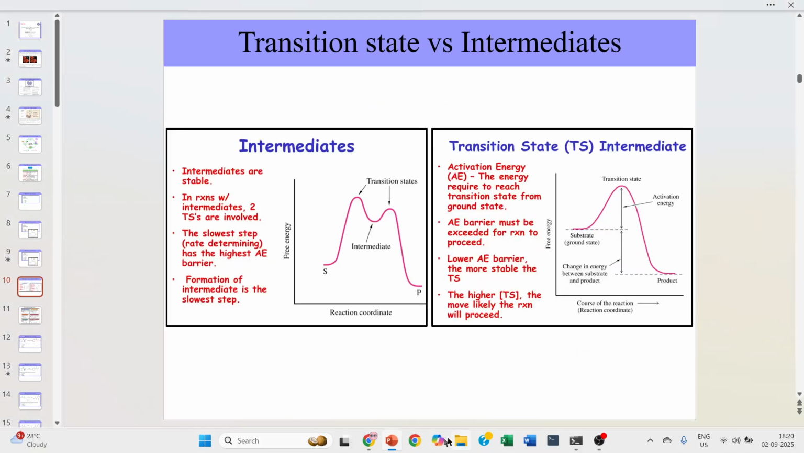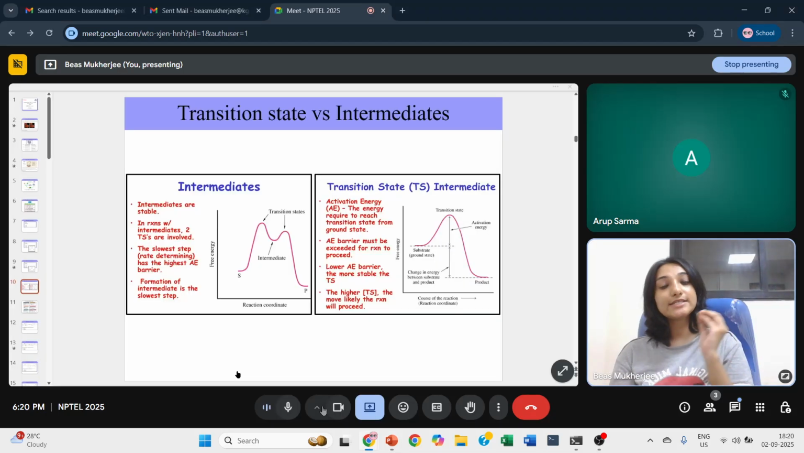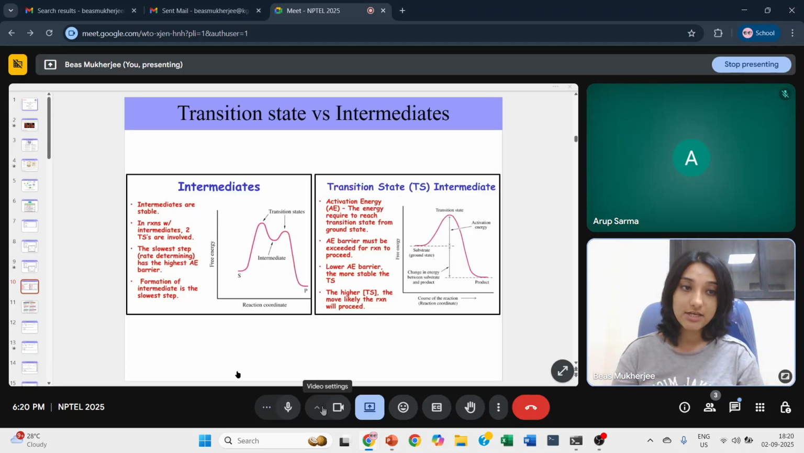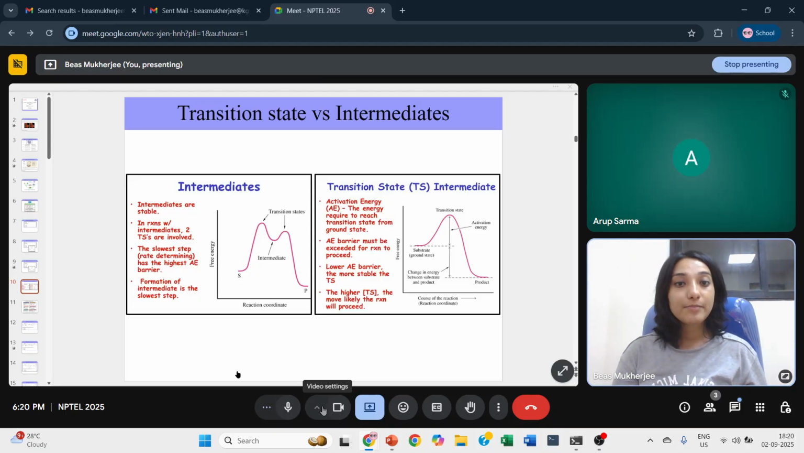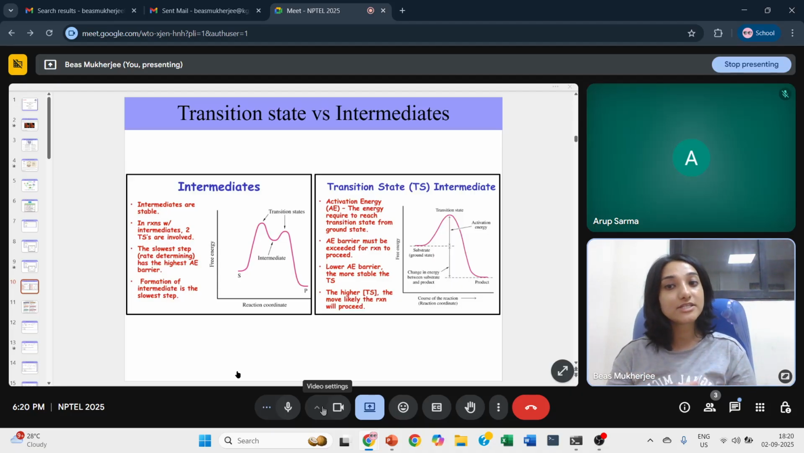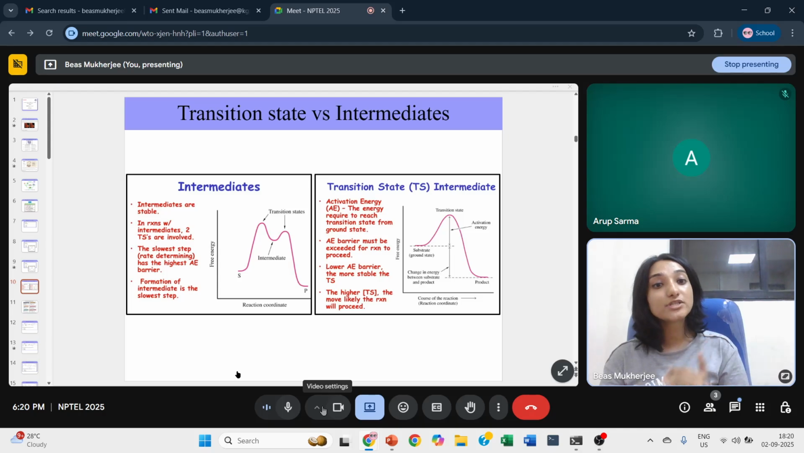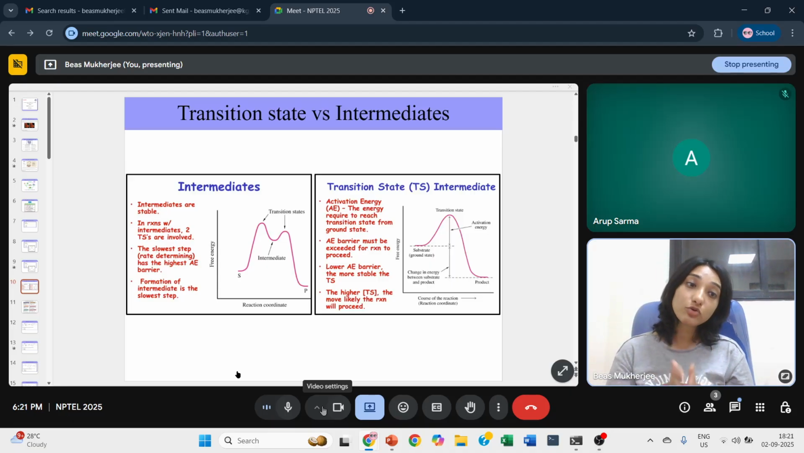Right. So now, what is the difference between an intermediate state and a transition state? That is something that we have to understand, right? So see, there can be more than one transition state, but there is often only one intermediate. Intermediates are more stable states, and in reactions with one intermediate, two transition states are involved. The slowest step or the rate determining step has the highest activation energy barrier, and the formation of the intermediate is actually the slowest step.